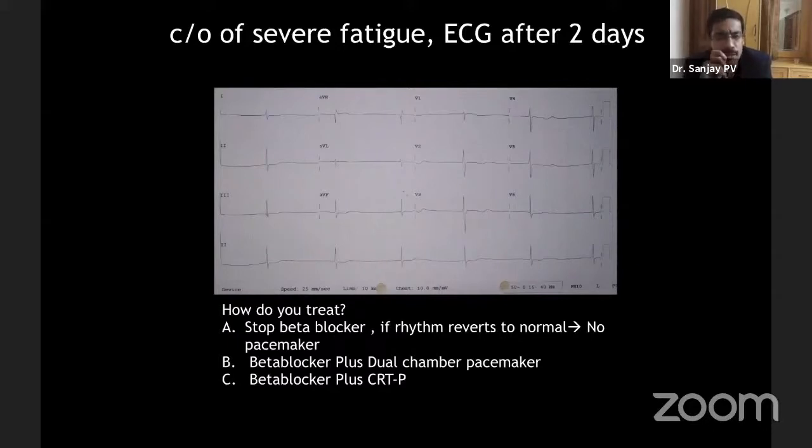Just to give a background, the patient has mild LV dysfunction, EF of 40%. And she's very symptomatic for her palpitation. She's not able to tolerate her palpitation. So it's a classic tachy-brady syndrome. What would you do?